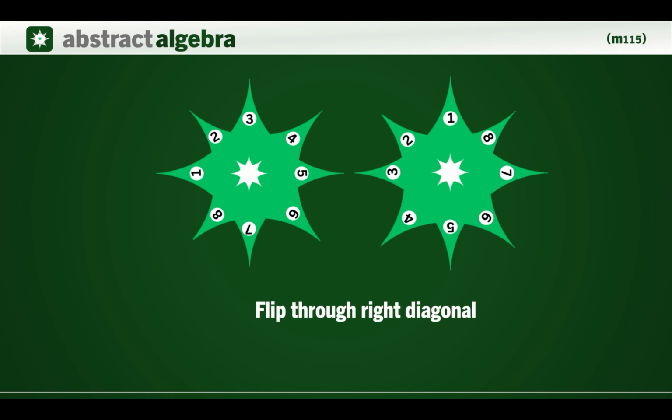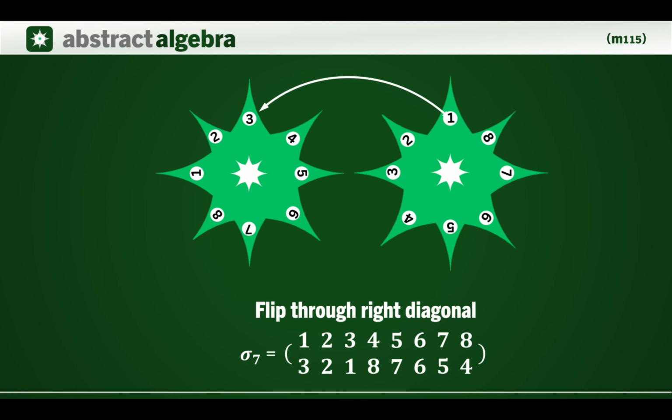Next, we are going to flip our model through right diagonal to get our sigma sub 7. So we are going to map 1 to 3, 2 to 2, 3 to 1, 4 to 8, 5 to 7, 6 to 6, 7 to 5, and 8 to 4 to get our result, which is this.